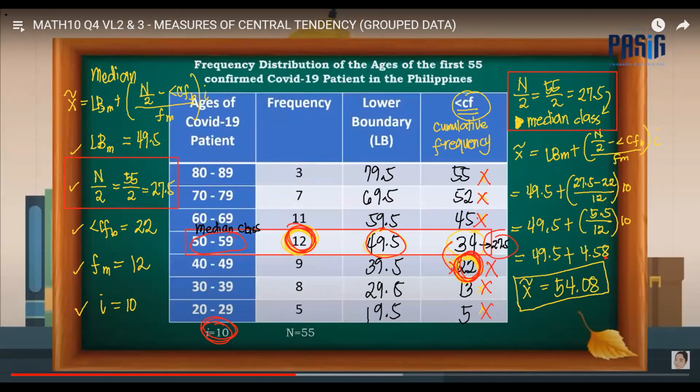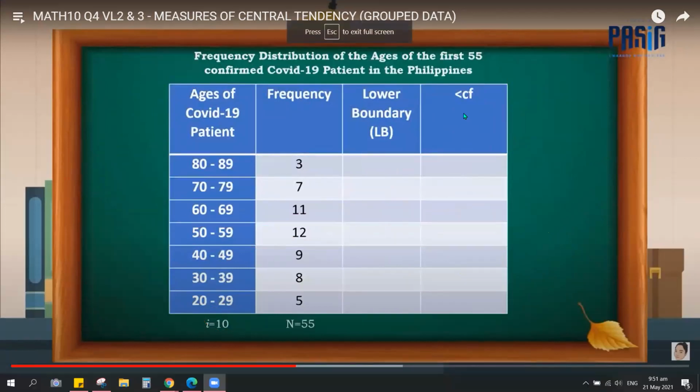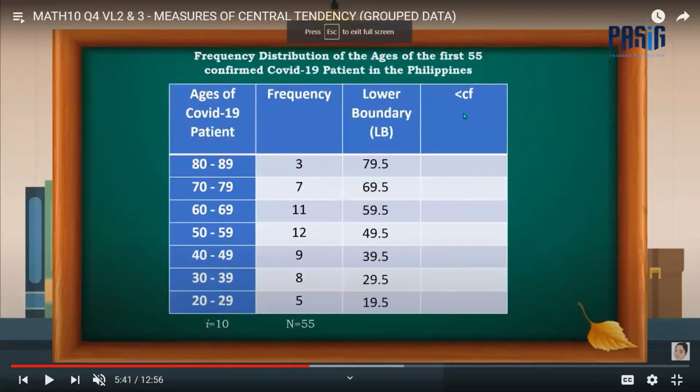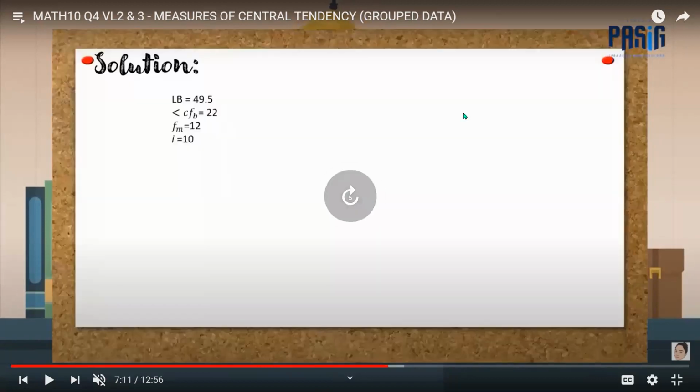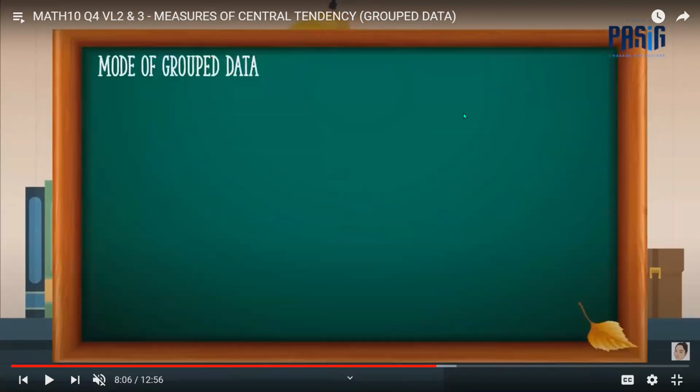Okay? So let us now proceed. We are done with the mean and the median, and the next one is the mode. Okay? So, next is the mode. So, this is the solution. The solution is clearer. Yan. And then he substituted already. And then the answer is 54.08. Okay? So how about for the mode?